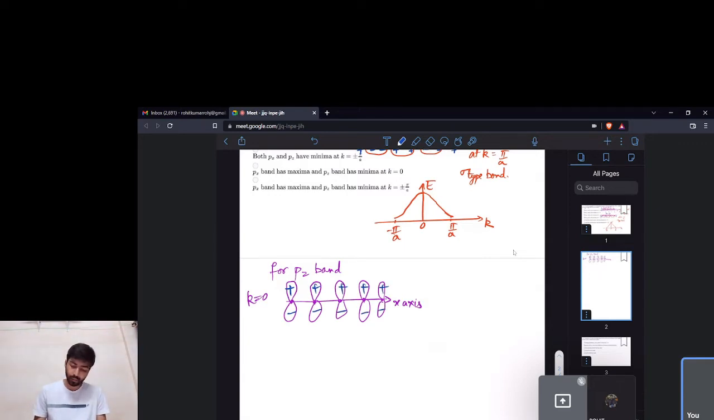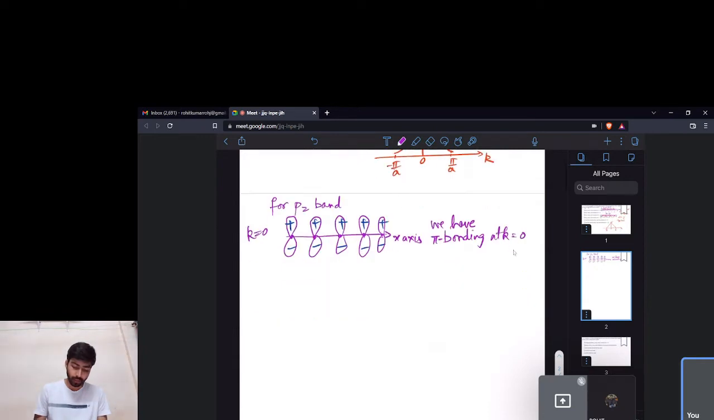And so for a k is equal to 0 state, we have bonding, and in fact pi type bonding, at k is equal to 0 state.